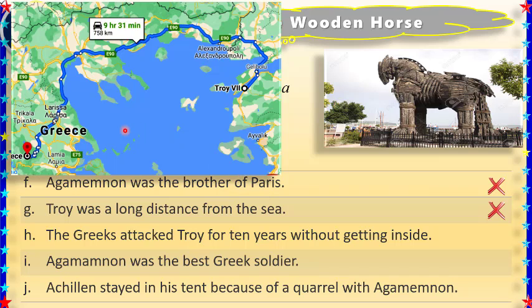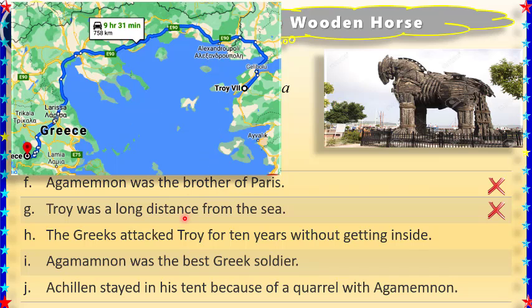that Greece is not very far from Troy by sea. If we go straight through the sea, we can see it is not very far. But if we go by road, then it is very far. But if we go by sea, it is not very far.